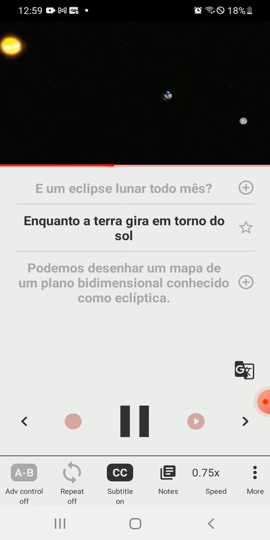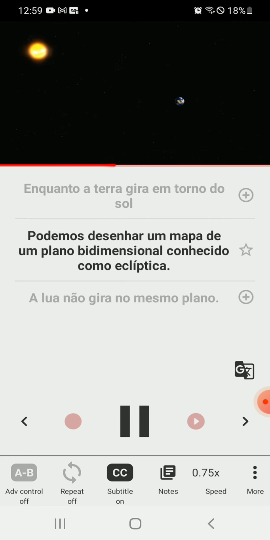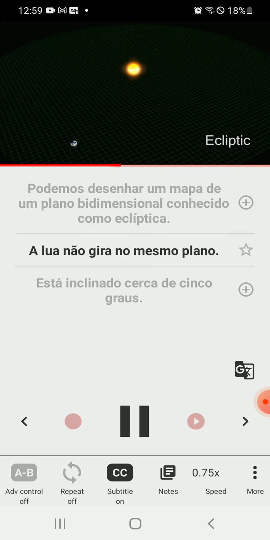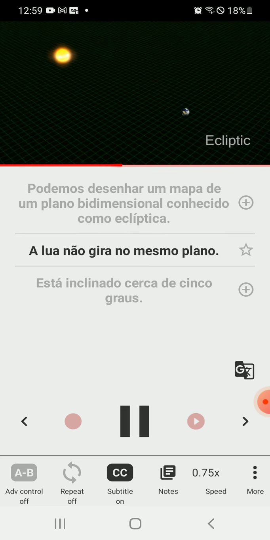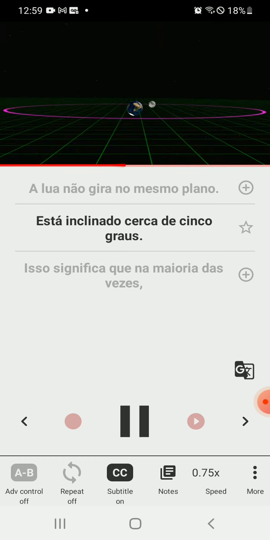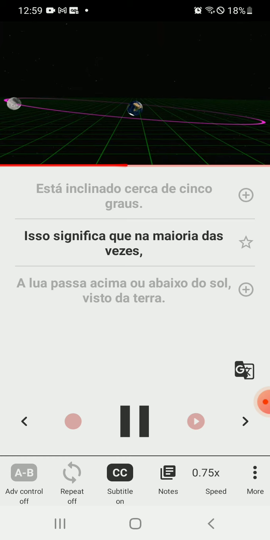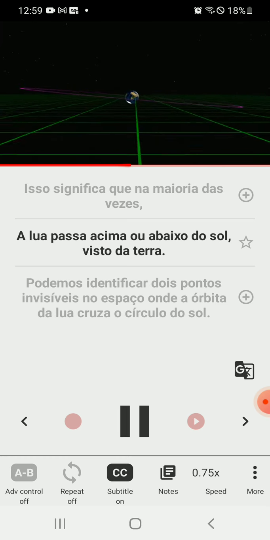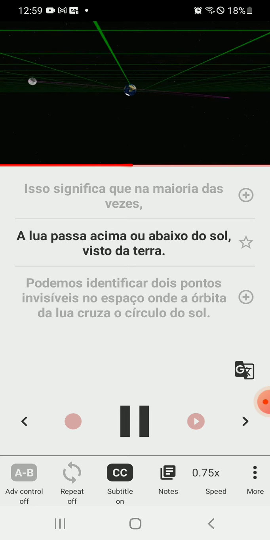As the Earth orbits around the Sun, we can map out a 2D plane that's referred to as the ecliptic. The Moon doesn't orbit on the same plane. It's tilted by about 5 degrees. This means that most of the time, the Moon passes above or below the Sun as seen from the Earth.